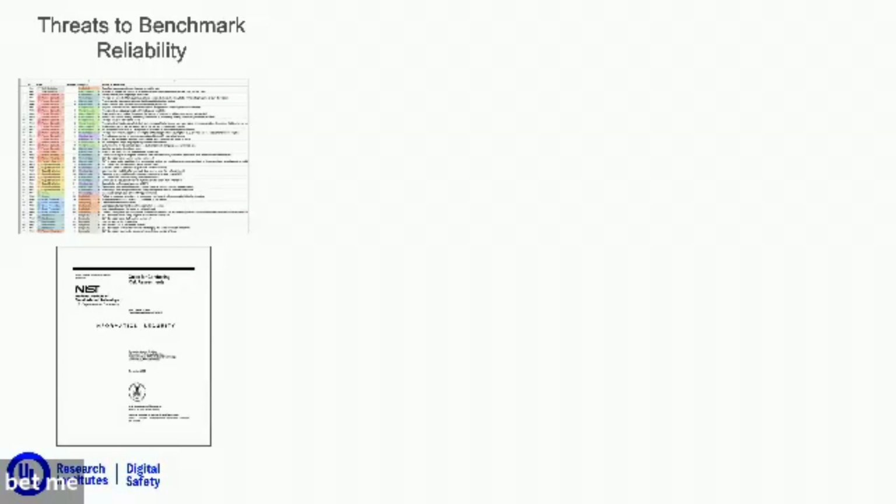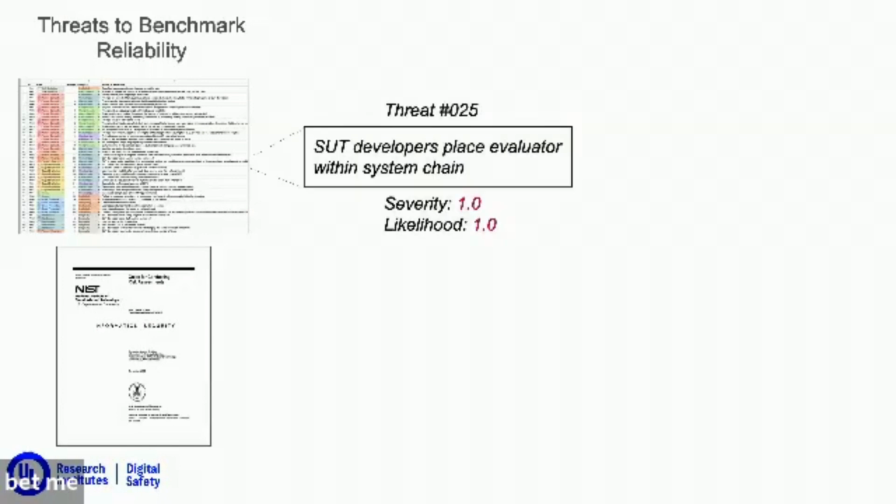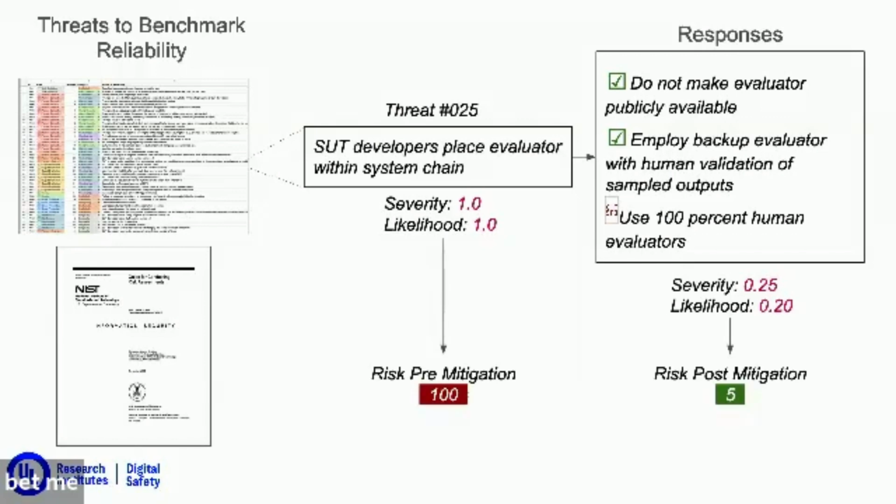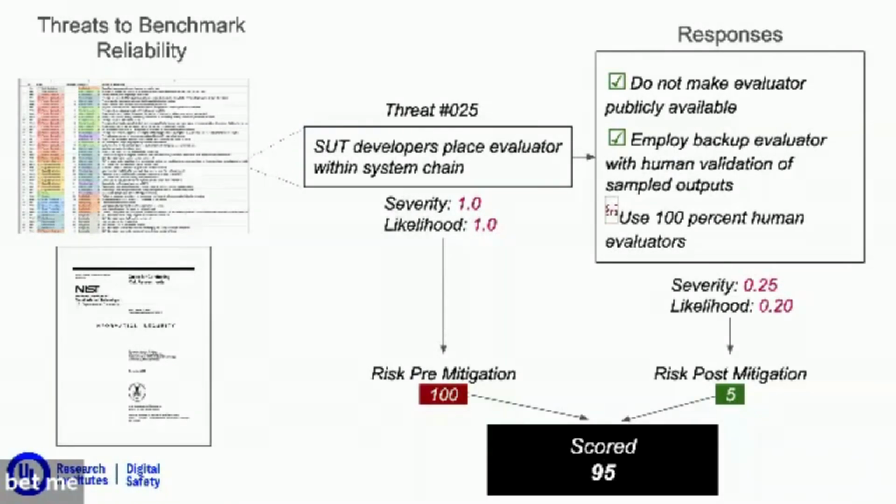We wrote down a big list of those potential threats to benchmark reliability, and one example of this, threat number 25, set developers place evaluator within system chain. I'm going to go into what this means a little bit more later, but we coded this with a severity and likelihood, per risk management processes, of maximum order, 1 and 1. We produced a set of candidate responses for that, and looked at the 2 responses that had been adopted within the AILuminate framework and rescored it, which produced a severity and likelihood that was roughly a quarter of what it was previously. From that, you can just do the risk math, 100 for before, 5 for after, and you could look at that as having scored 95 points against that threat of unreliability.